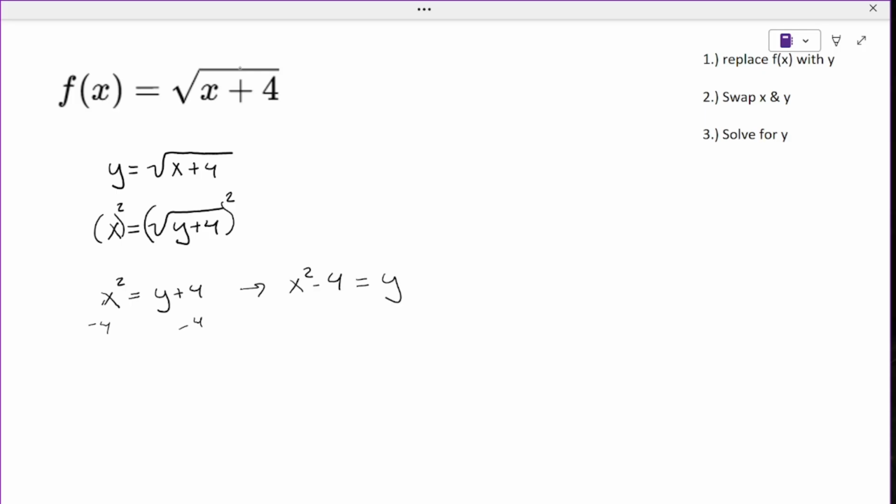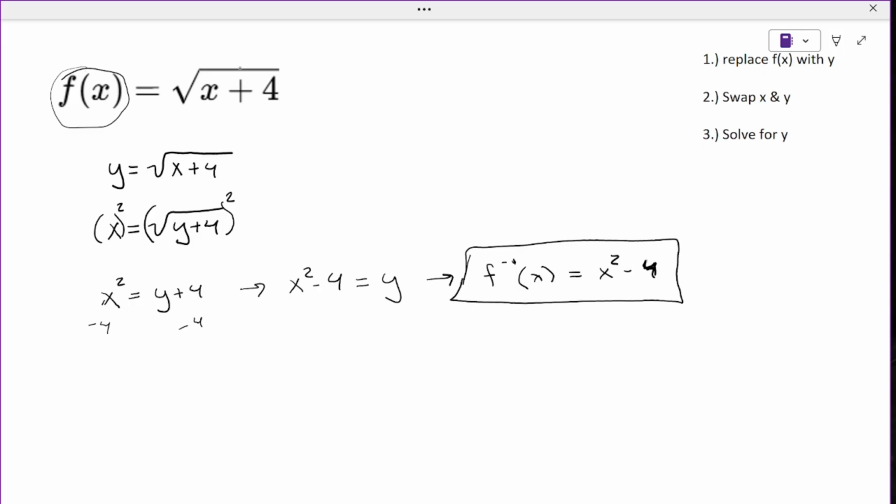And last step, we just remember at the beginning we swapped y for f of x. Now we have to swap that back and have it written as the inverse. So our final answer will be the inverse of x equals x squared minus 4. It does not look like a 4. There we go. And that is our answer.